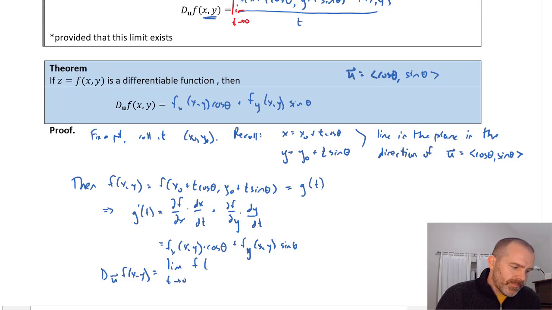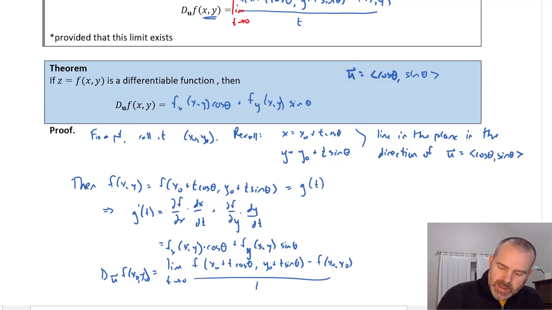We want to find the directional derivative at x naught, y naught. And so this will be the limit as t goes to 0 of f of x naught plus t cosine theta, y naught plus t sine theta, minus f at x naught, y naught, all over t.